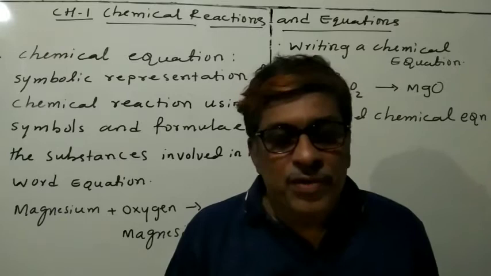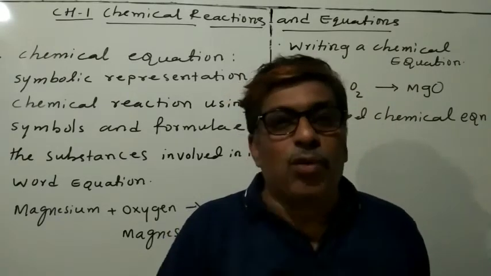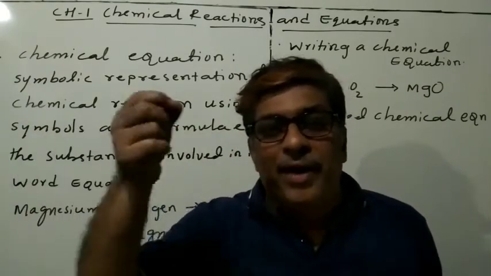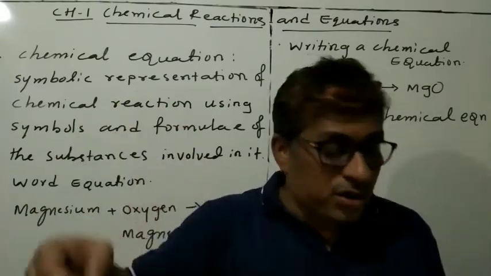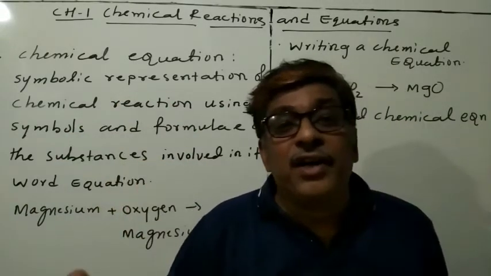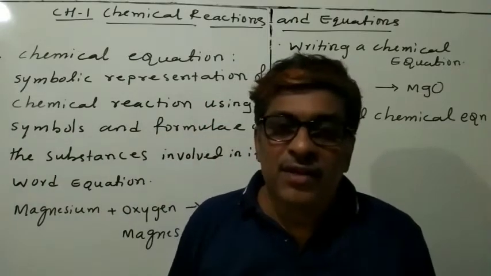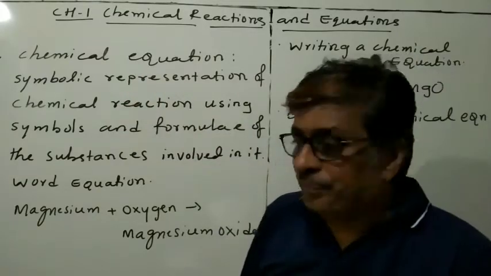Okay, students? See, you know that in the last video we discussed the reactions. We were writing in the long way: when magnesium ribbon is burnt in air or in oxygen, it gets converted into magnesium oxide. See, this much long form we have to write. So this one we can write as a chemical equation.